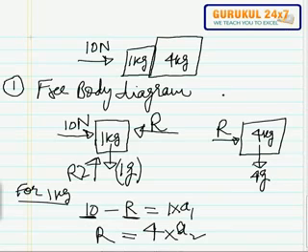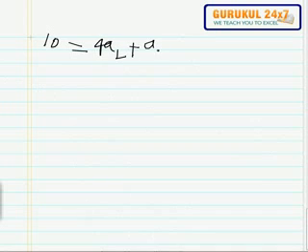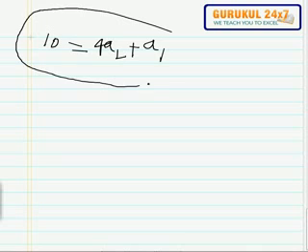Now we can add these two equations to eliminate R, and we will get 10 equals 4a2 plus a1. This is the final equation that we get. Now, how do we find the accelerations? We don't know that yet. What is the relationship between a2 and a1? We have to find that out. Now, how to find that out?